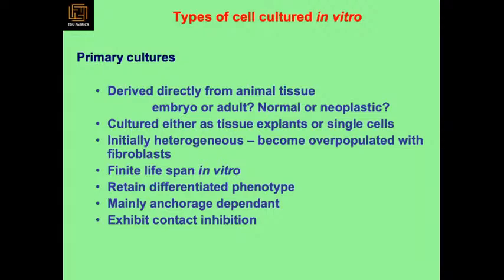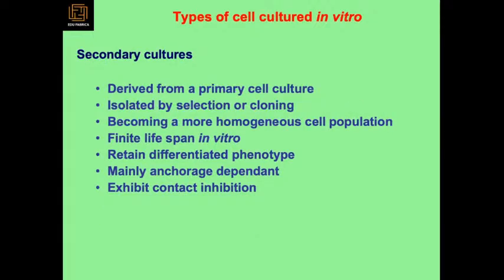So there are types of cell culture in vitro: primary and secondary. Primary cultures are derived directly from animal tissue, from embryo or adult, and cultured either as tissue, explants, or single cells. Initially heterogeneous, they become overpopulated with fibroblasts. They have a finite lifespan, retain a differentiated phenotype, are mainly anchorage dependent, and exhibit contact inhibition. Further, secondary culture is derived from the primary cell culture, isolated by selection or cloning, and becomes a more homogeneous cell population with a finite lifespan in vitro, retaining a differentiated phenotype, mainly anchorage dependent, and exhibiting contact inhibition.